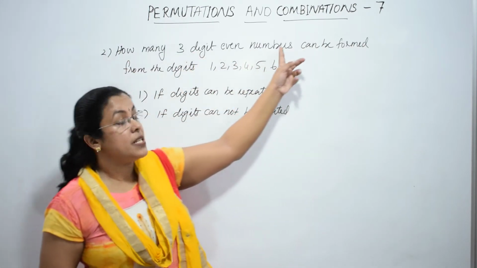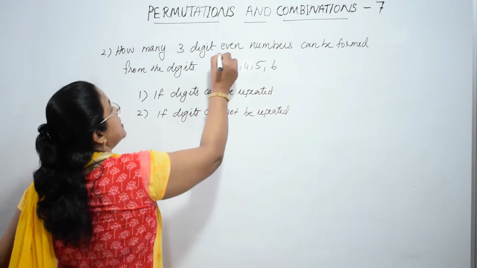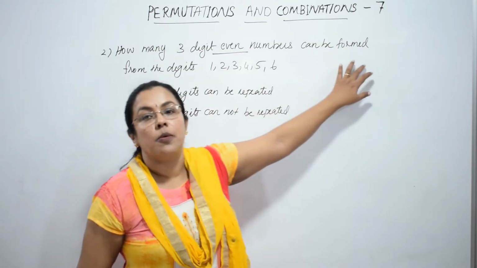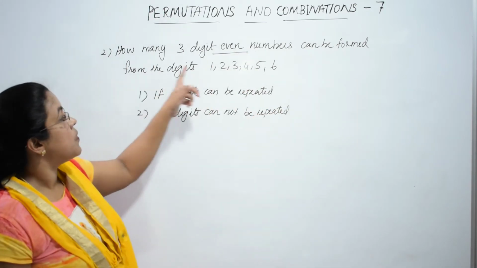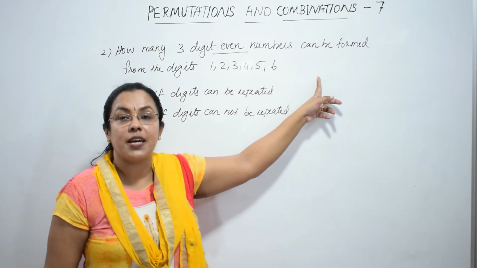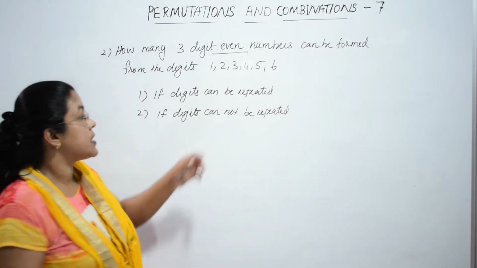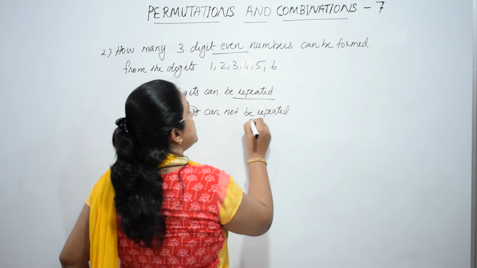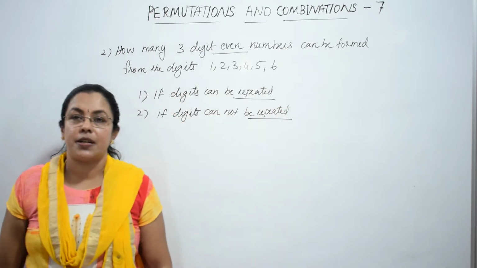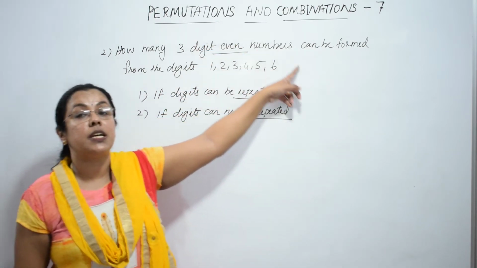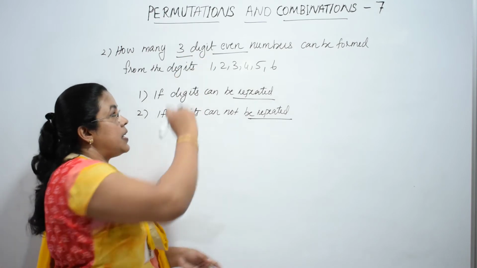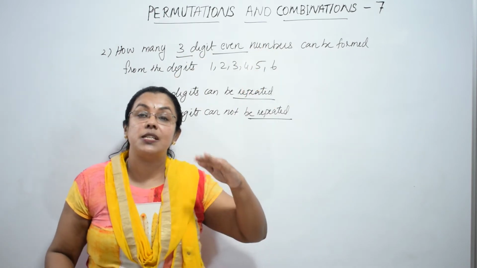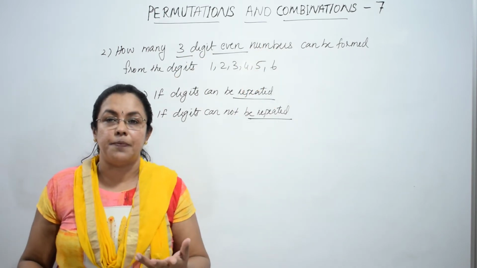Now consider this question. How many 3-digit even numbers can be formed using the digits 1, 2, 3, 4, 5, 6, if digits can be repeated and if digits cannot be repeated? Here one condition is there: 3-digit as well as even number.